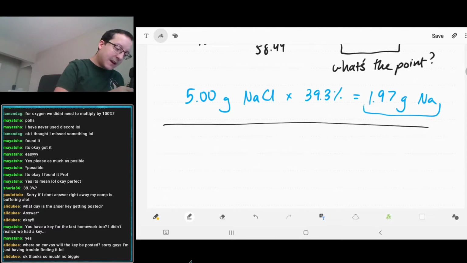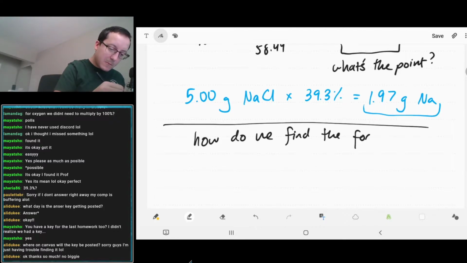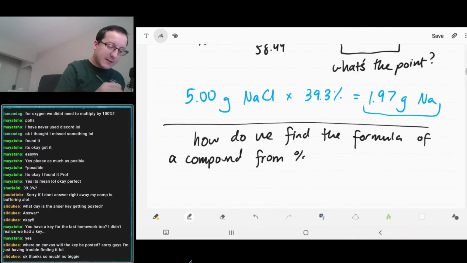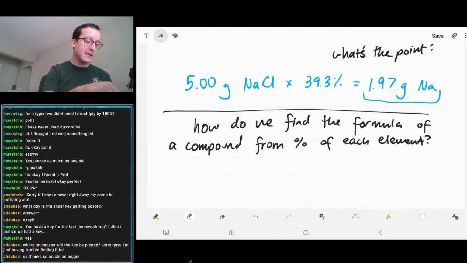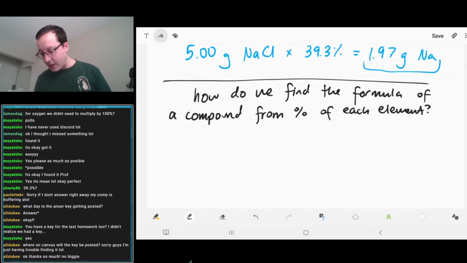So let's go ahead and do kind of the opposite. How do we find the formula of a compound from the percent of each element? Again, historically, this is how they would find out the formulas. We have more advanced instruments nowadays to determine these things, but this is how they would do it.